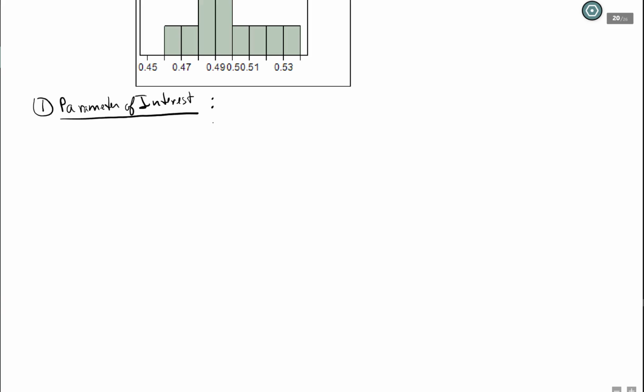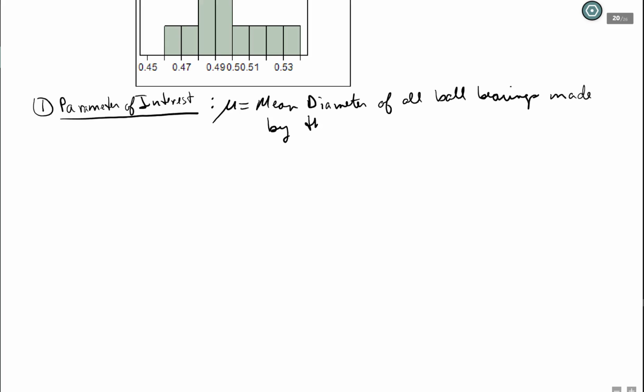That parameter of interest would be mu, and of course that's the mean diameter of all ball bearings made by this machine.